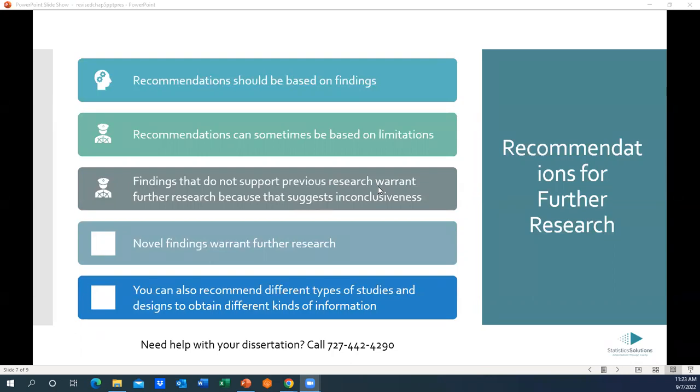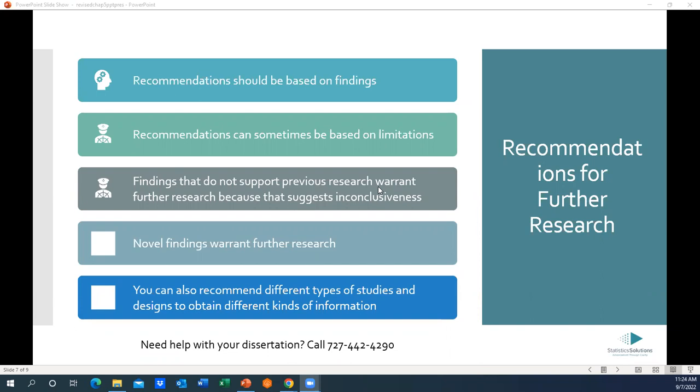They're not just, hey, I think it would be a great idea to do some more research on whatever, but it has nothing to do with your findings. No, it needs to be tied in with what you found. And again, sometimes on limitations. So some typical avenues here: if your findings don't support previous research, right? That suggests inconclusiveness. So that's kind of an automatic right there, to recommend more research on the topic to get some more conclusive evidence, right?